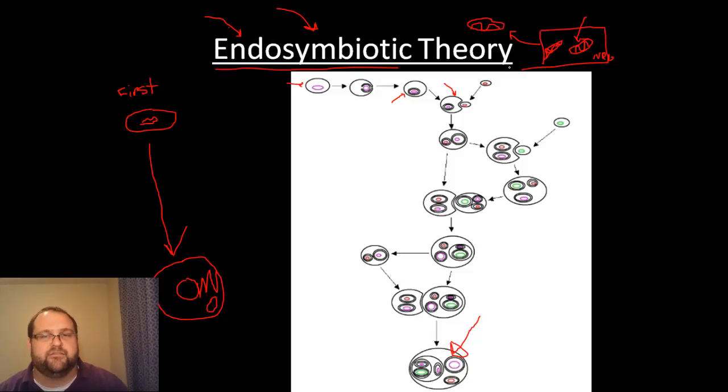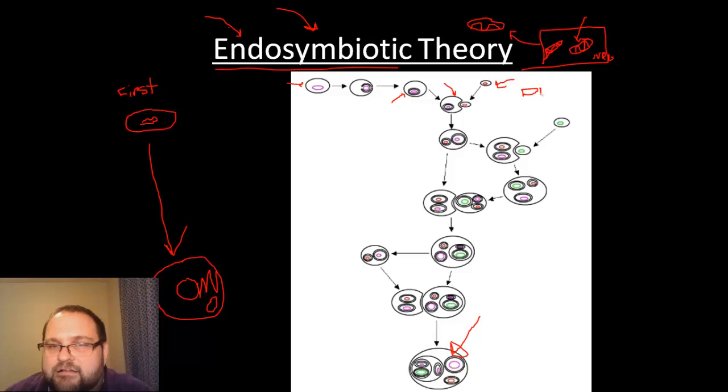Some of the proof for this is this. If mitochondria was once free living on its own, it would have to have DNA. Well, if we look at mitochondria, they do. They have their own DNA. So each of your mitochondria has its own DNA, and your cells have their own DNA in the nucleus. So why would mitochondria have its own DNA if mitochondria wasn't once its own living thing? So that's one of the big things.